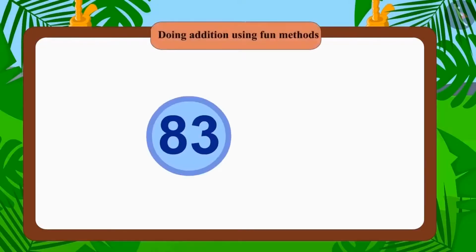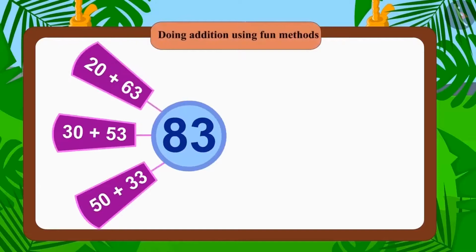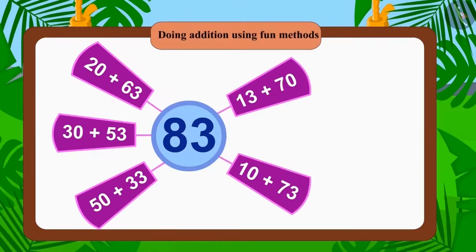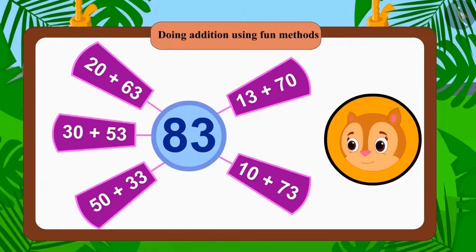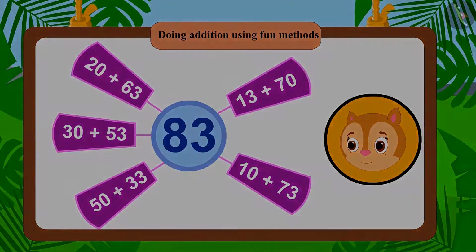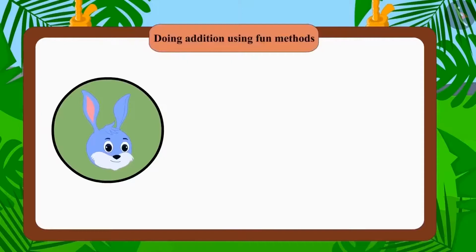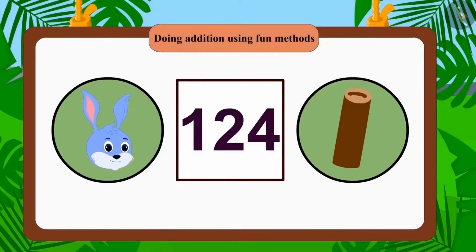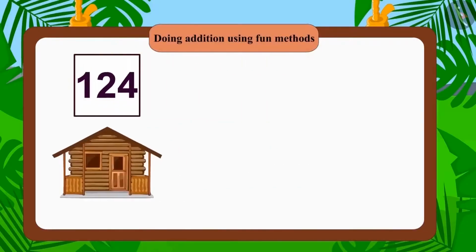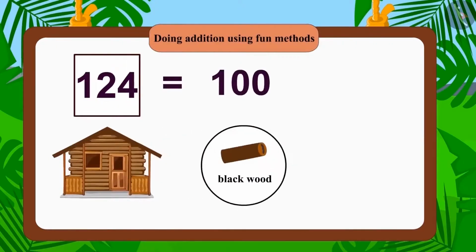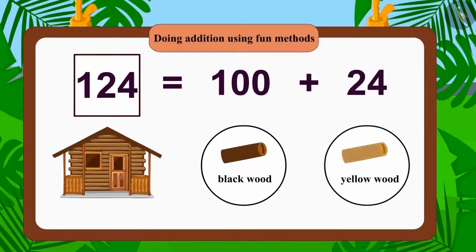Yes, children, any number can be represented by the addition of different pairs of numbers. Chanda can build her house with 83 thin twigs, choosing different combinations of green and brown twigs. Can you split this number in more ways? Bunny built his house with 124 pieces of wood. He built his house using 100 pieces of black wood and 24 pieces of yellow wood.